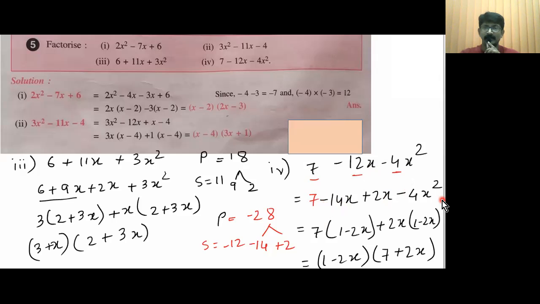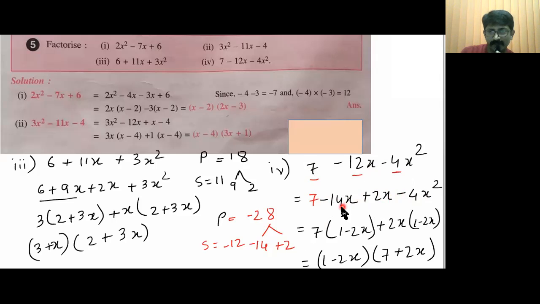Now some people think, sir, what if I do 2x over here and 14x over here? No problem, guys. Doesn't make any difference. You can write in any sequence. The answer will remain the same. Remember that the answer will remain the same.